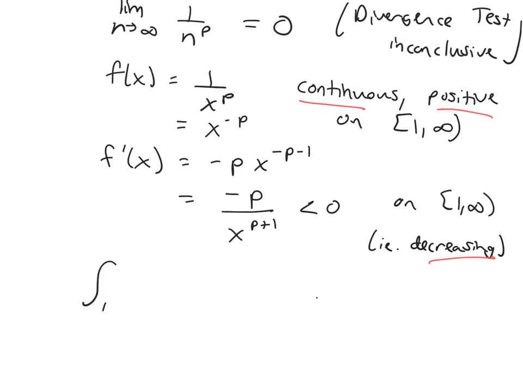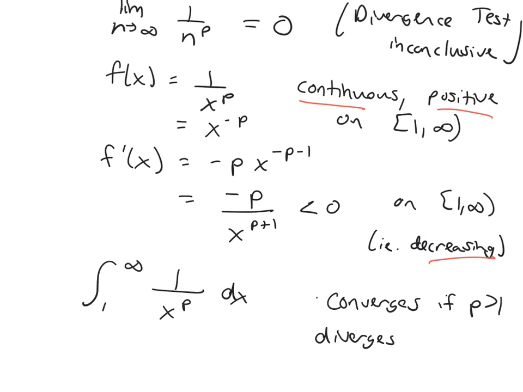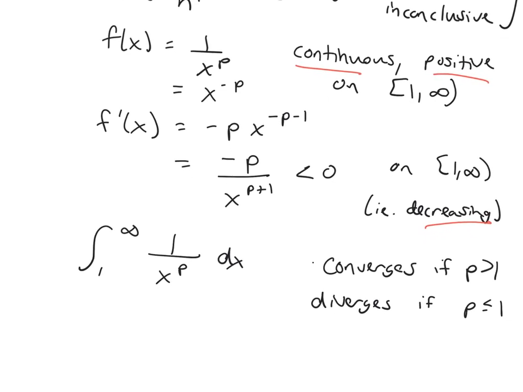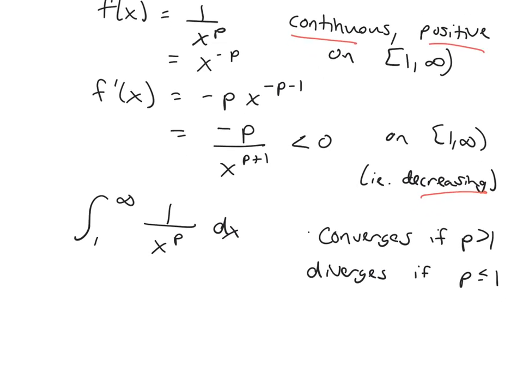So the integral I want to compute, 1 to infinity, 1 over x to the p dx. Because I'm running short on time, I'm not going to actually compute this integral, but we did it back when we did improper integrals. So you can look back at your notes. This converges if p is greater than 1, and it diverges if p is less than or equal to 1. And I was interested in when the integral converged because I wanted to know when the series converged. It only converges if p is bigger than 1.